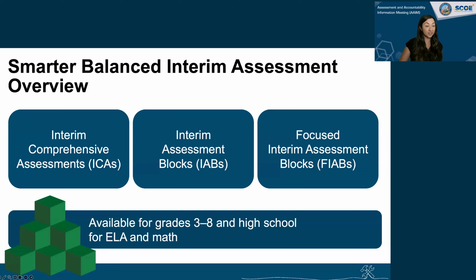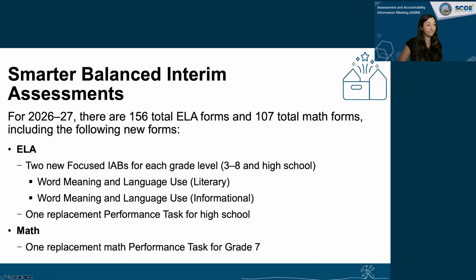Note that California continues to use the adjusted blueprint for the summative assessments, so the ICA is longer than the summative assessments. The interim assessment blocks, or IABs, focus on a smaller set of related concepts. And the focused IABs, or interim assessment blocks, assess even smaller sets of content, generally 1 to 3 assessment targets. Smarter Balanced continues to add to the repository of ELA and Math interim assessments each year.